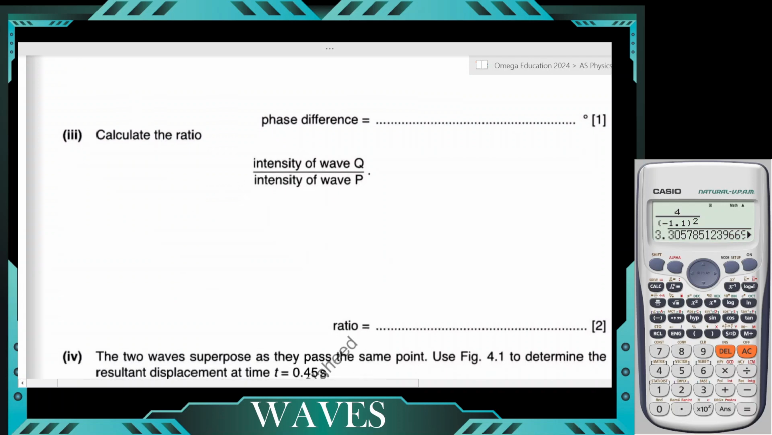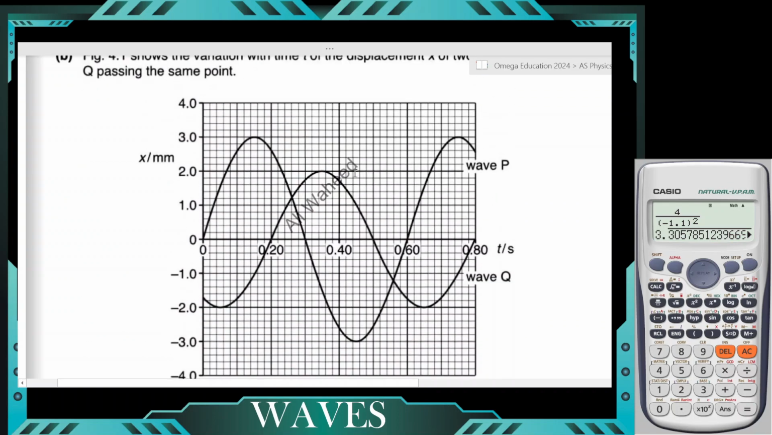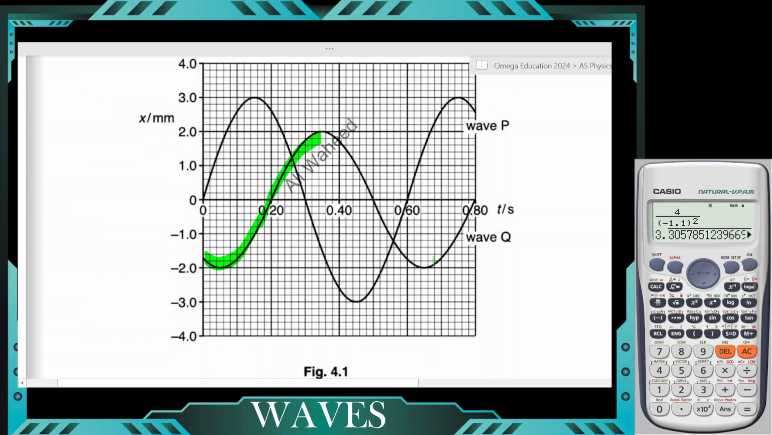Calculate the ratio of intensity of the wave Q to intensity of the wave P. Let's call the intensity of Q as I1, and let's call the intensity of P as I2. So the formula we have is I1 over I2 equals A1 square divided by A2 square. This is the formula that we have. So what is the A1? It is the amplitude of the wave Q. Let's check it out. So this is wave Q and the other one is wave P. Now what is the amplitude of the wave Q?